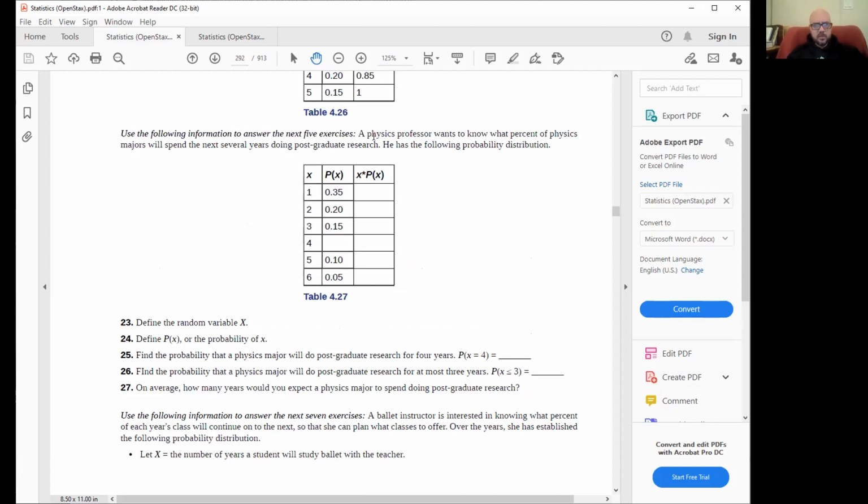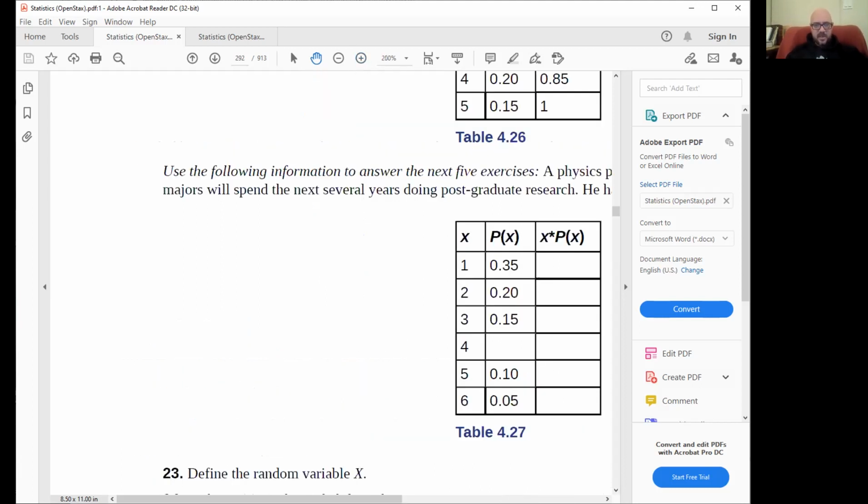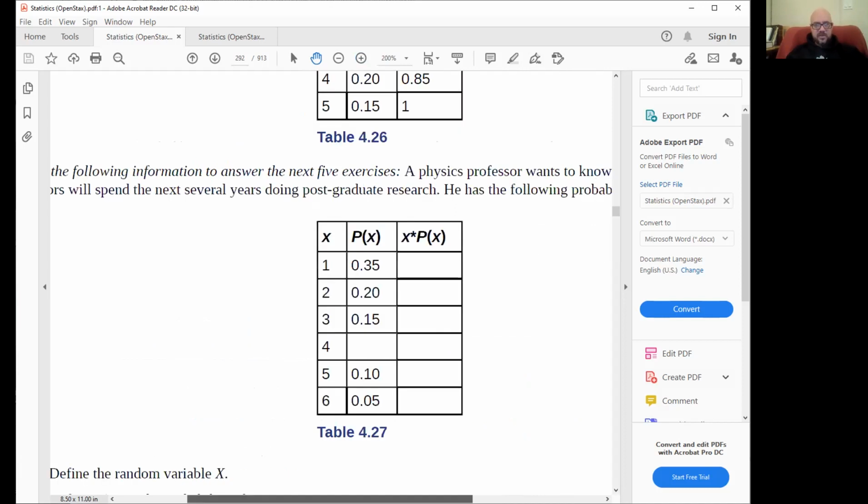What's X? Define the random variable X. Good question. I'm going to assume that this is the number of years. That's what it looks like. I'm going to guess that's what X is. It's not clear from the statement of the problem here at all. That's poor writing. I might have to assign a different problem there. Sorry about that. And it wants us to fill in the table here.